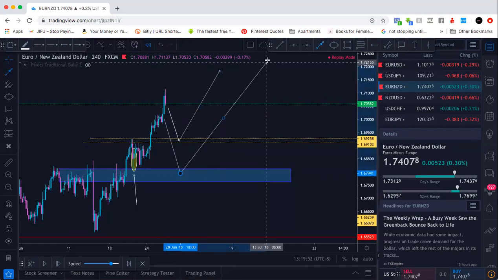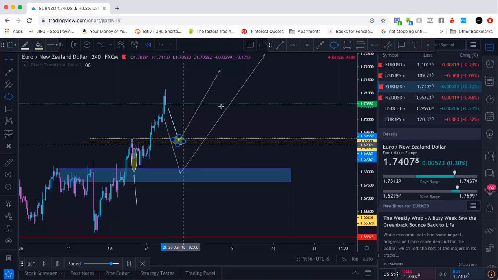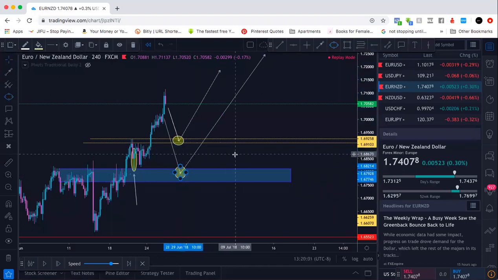Because our goal is to get in when price is at one of these zones with some nice price action. Okay, some nice bullish price action.